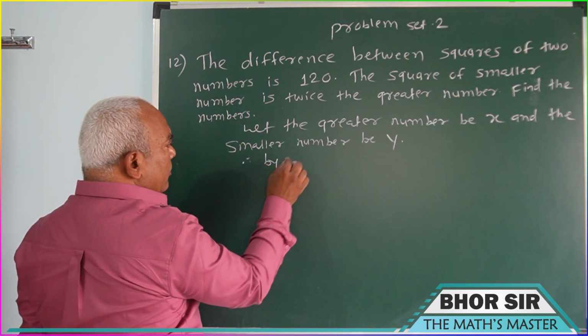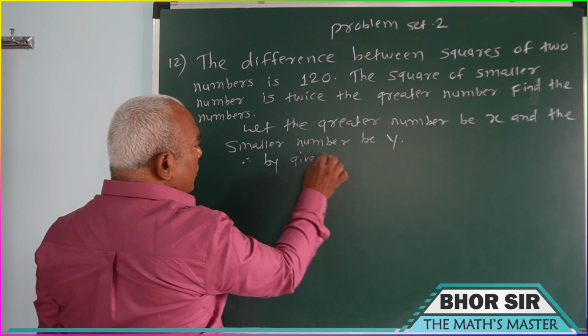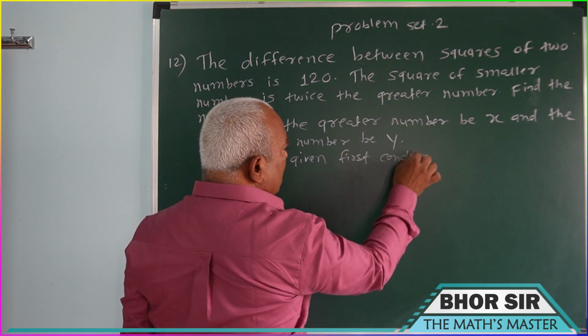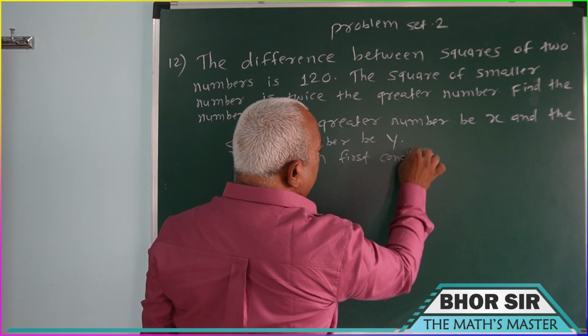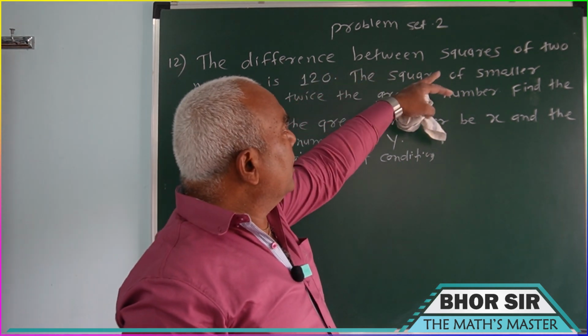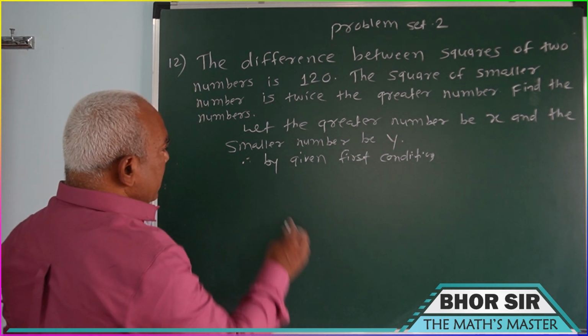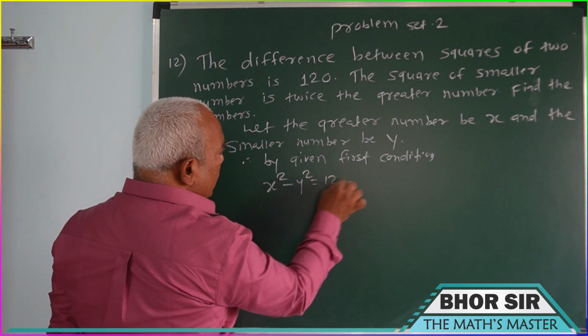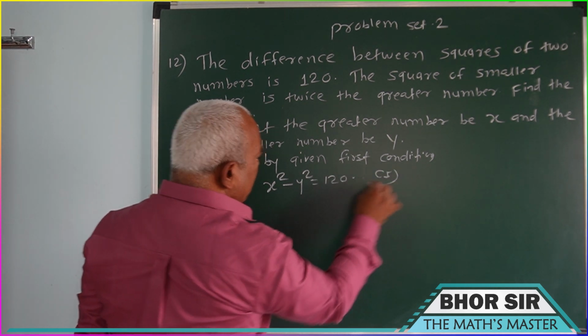Therefore, by the given first condition. What is the first condition? The difference between squares of two numbers is 120. We can say x square minus y square is 120, equation number 1.